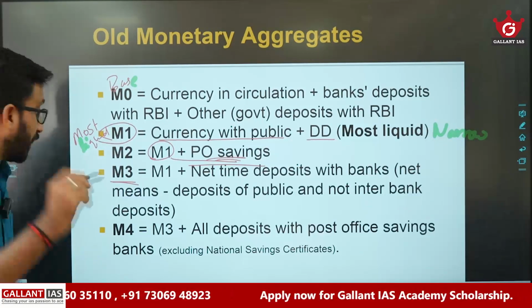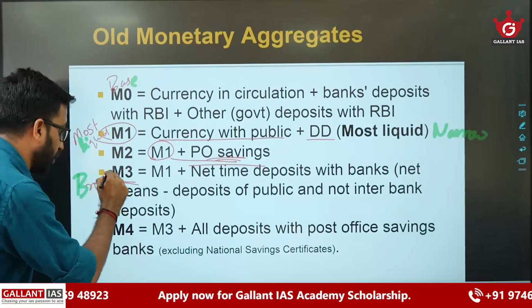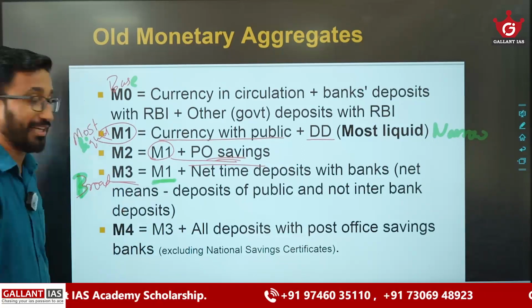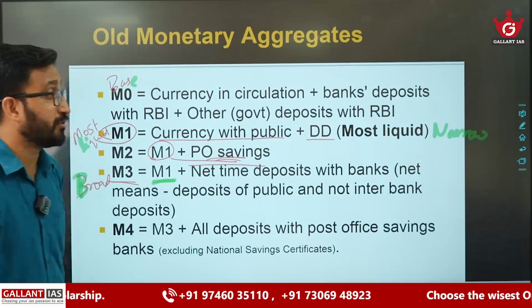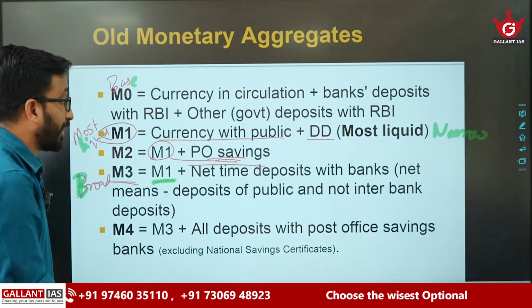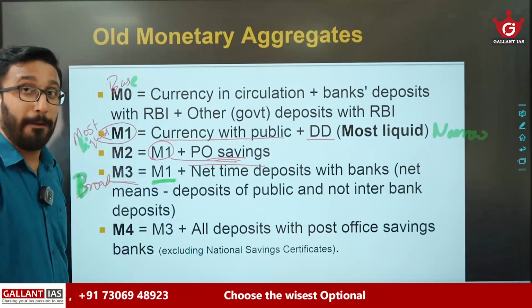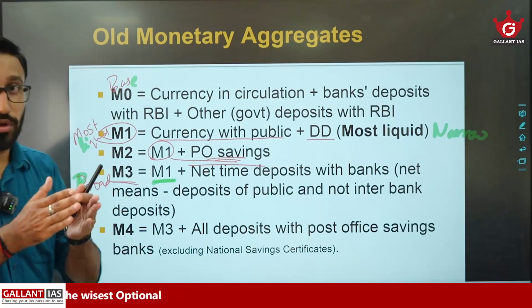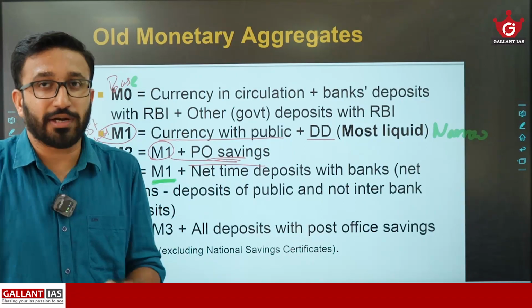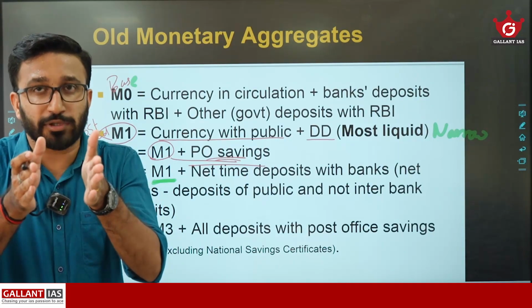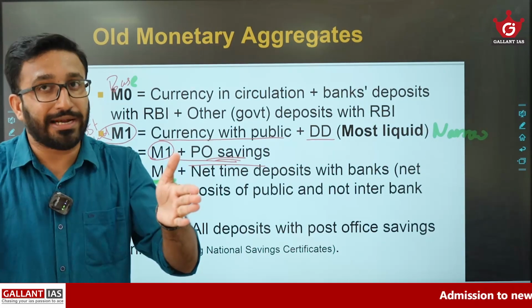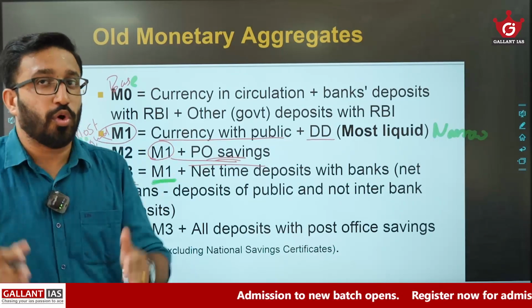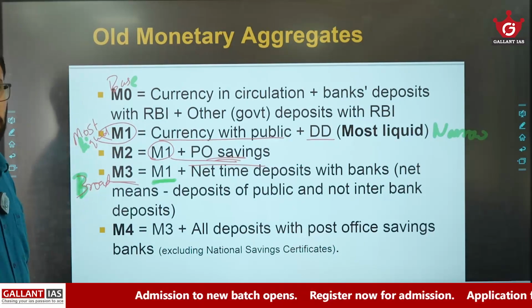M3 is broad money. Why? Look at the components. It consists of M1 plus net time deposits with banks. So it consists of currency and demand deposit plus net time deposit with banks. So it is expanding, right? M1 consists of only currency and demand deposits. When it comes to M3, it also includes net time deposits. So from narrow, it is getting enlarged. That is why M3 is known as broad money.